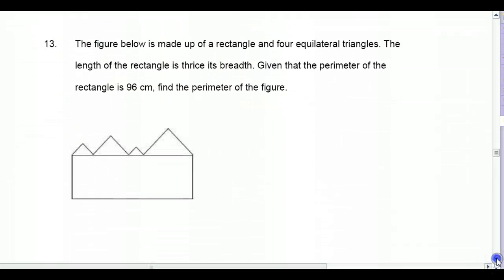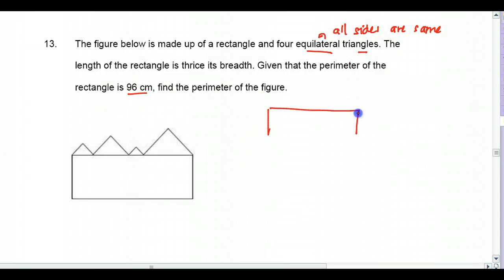Let's look at the next question, question 13. The figure below is made up of a rectangle and 4 equilateral triangles. Equilateral triangles means all the sides are the same or equal. The length of the rectangle is thrice its breadth. Given that the perimeter of the rectangle is 96 cm. So let's look at the rectangle here. I'm going to draw it out so that I can see better. My length is thrice my breadth. So this is 1 unit. My length will be 3 units.